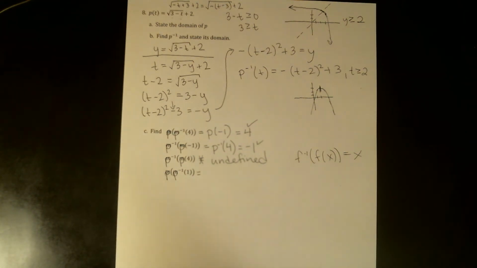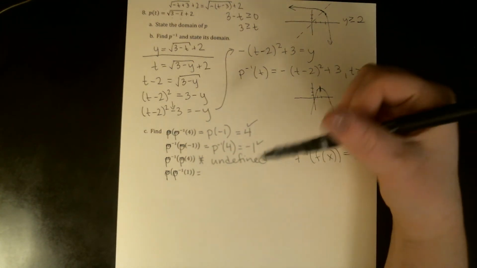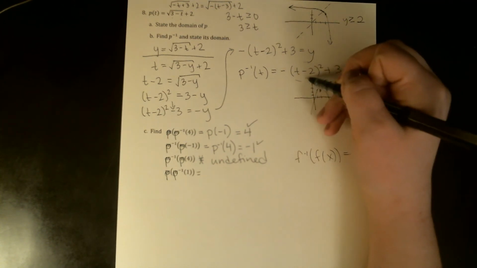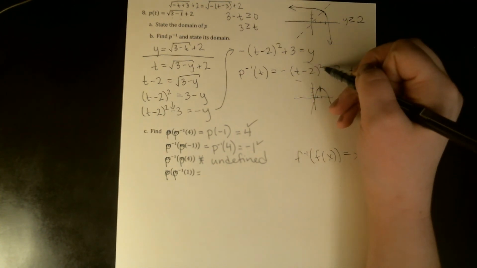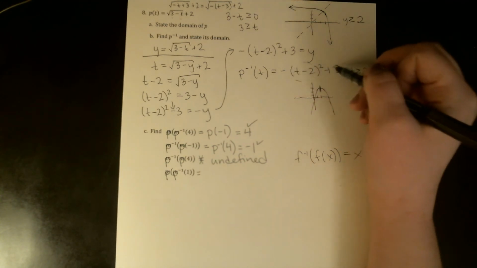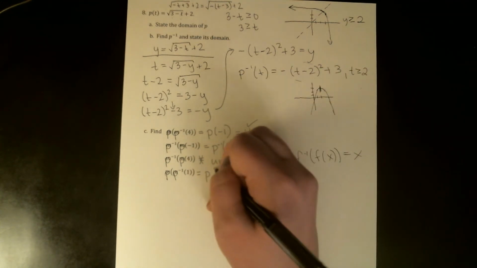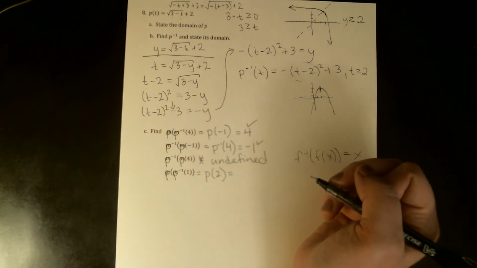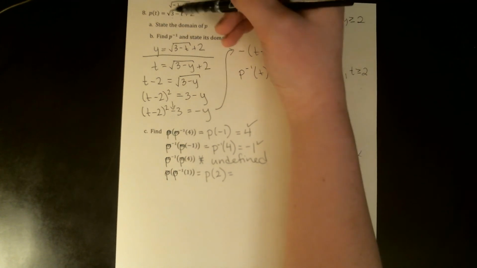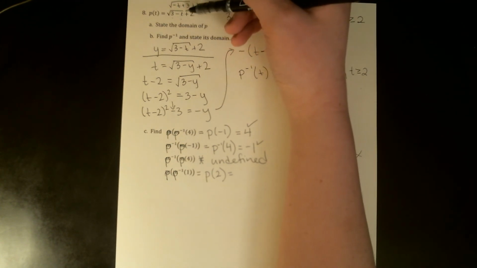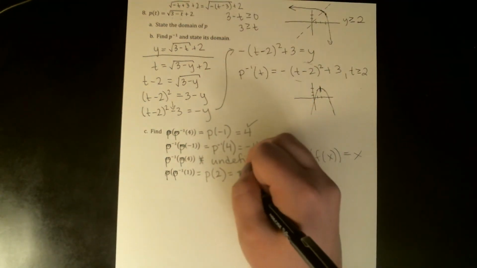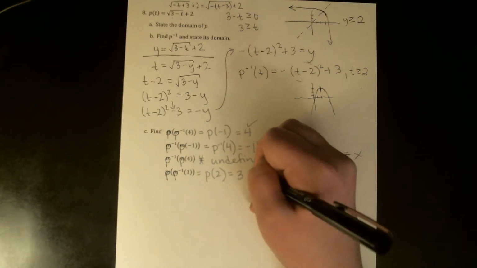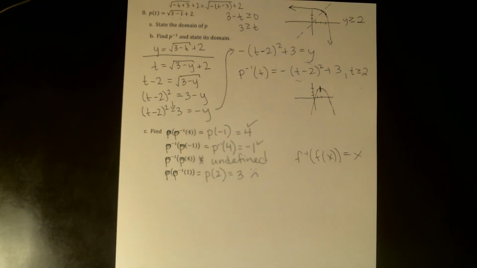Okay, last one, p of p inverse of 1. So we plug 1 into p inverse. We get negative 1 squared, which is 1. So we have a negative 1 plus 3, which is 2. If we then plug 2 into the p function, we get 3 minus 2, which is 1. Square root of 1 is 1. 1 plus 2 is 3. We did not get back what we started with. So this is a bad thing. When you compose inverses, you're supposed to get back what you started with.